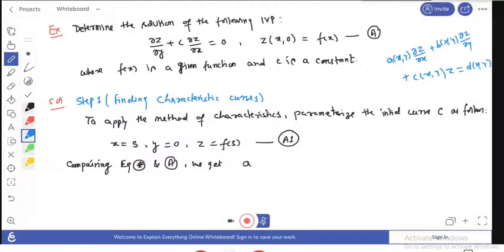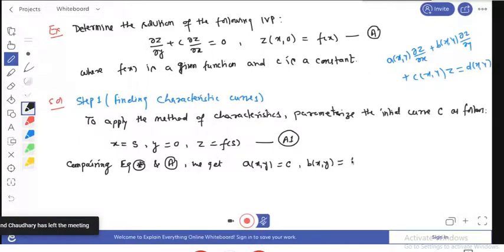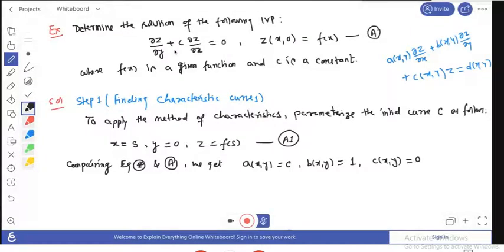Comparing that equation, the coefficient of del z over del x is only the constant c, so a of x, y equals the constant c. The b component, the coefficient of del z over del y, equals 1. And c of x, y is missing here because there is no z component, so it equals 0. And d of x, y equals 0. These values we assign as equation 2.